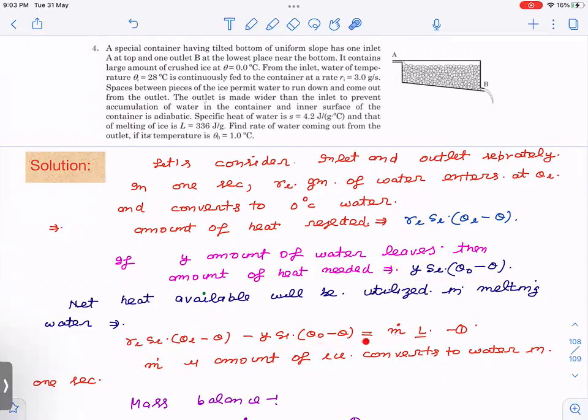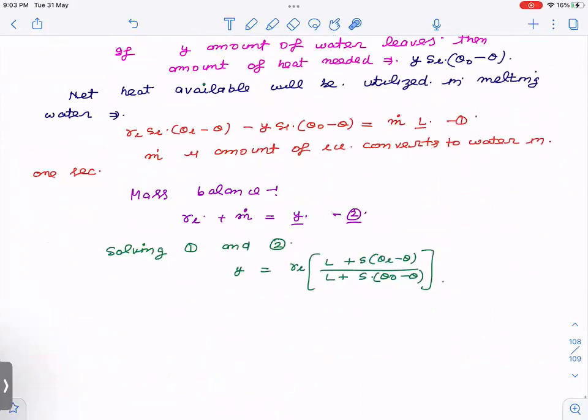Everything is in 1 second, so that is why this is a rate. Now m dot is the amount of ice that converts to water in 1 second. This is one equation. Another equation is mass balance: Ri amount enters and Y amount leaves in 1 second, and m dot amount converts from ice to water. So entering Ri plus m dot added equals Y leaving. If you solve these two, just eliminate m dot, you will get the answer.